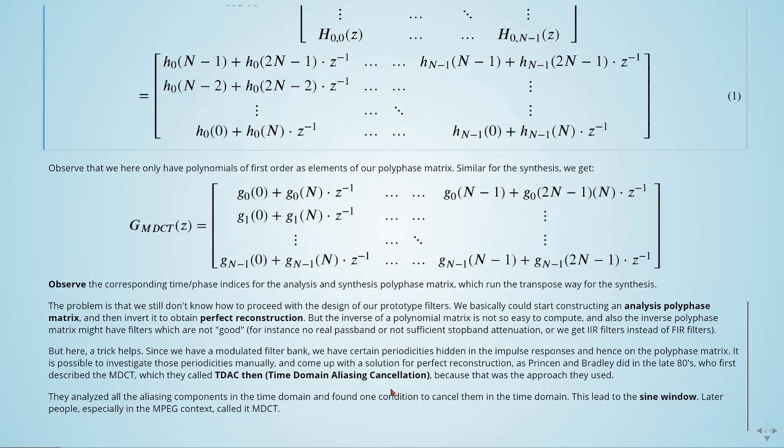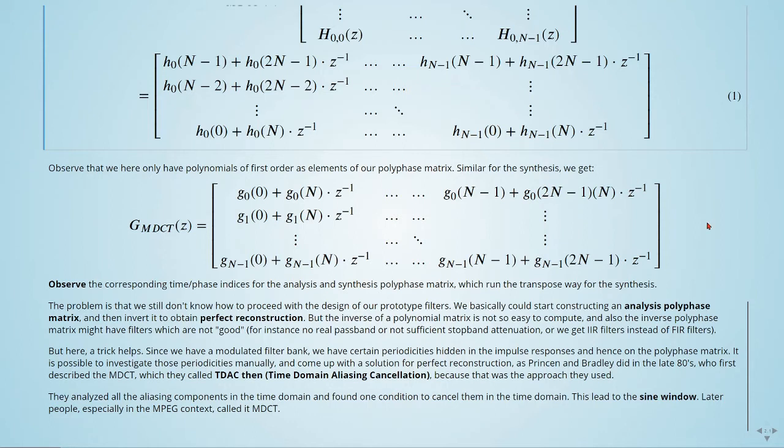The problem is that we still don't know how to proceed with the design of our prototype filters. We basically could start constructing an analysis polyphase matrix and then invert it to obtain perfect reconstruction. But the inverse of a polynomial matrix is not easy to compute, and also the inverse polyphase matrix might have filters which are not good. For instance, no real passband or not sufficient stopband attenuation, or we could get IIR filters instead of FIR filters. But here we can apply a trick that will help.